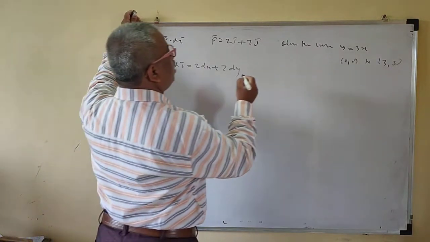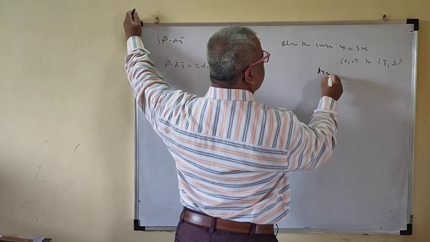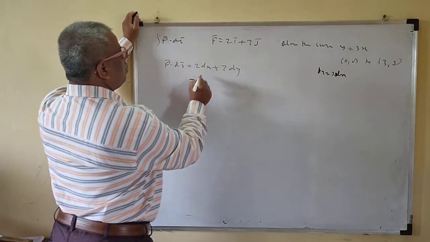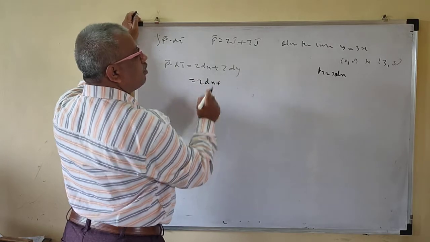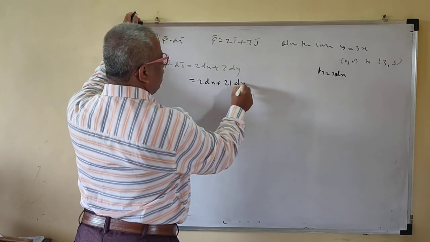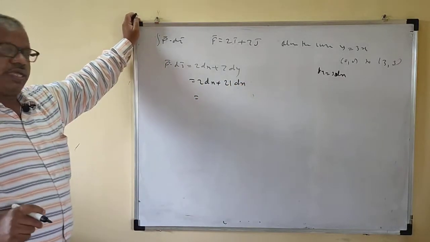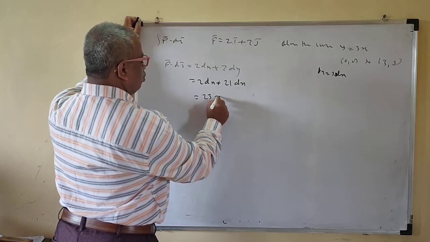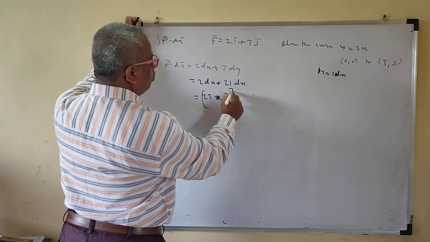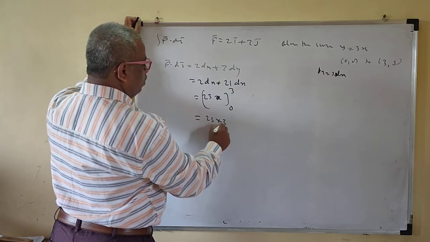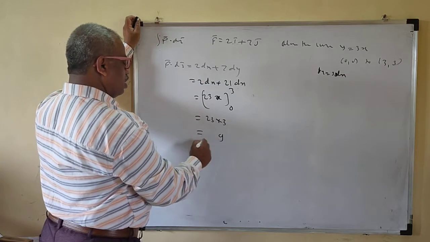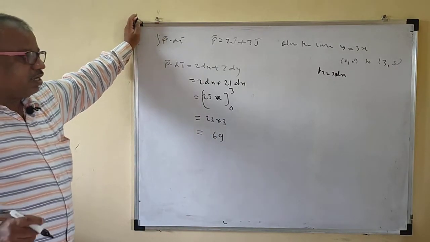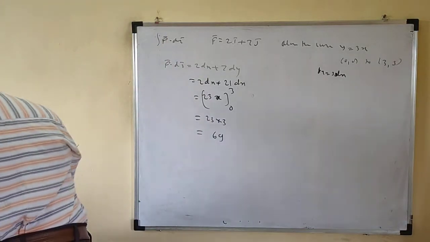Plus 7 dy. Okay, so now dy is equal to 3 dx. So this is 2 dx plus 7 dy, so that is 2 dx plus 21 dx, which is 23 dx. That is 23x, so the range is 0 to 3. That is 23 into 3, which is 69. The answer is 69. This is very easy now.